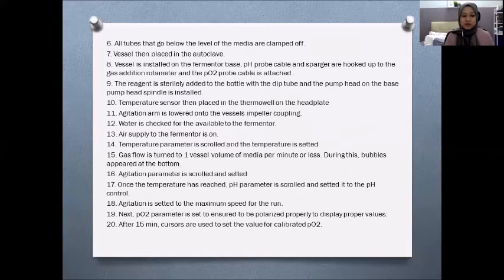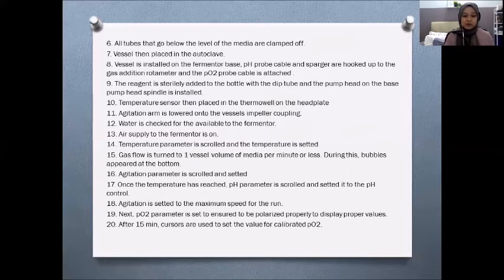Then the gas flow is turned to 1 vessel volume of media per minute or less. During this, air bubbles will appear from the bottom. Then the agitation parameter is scrolled and set once the temperature has been reached. Once the temperature has been reached, the pH parameter is scrolled and set to the desired pH. Agitation is set on the maximum speed for the run.